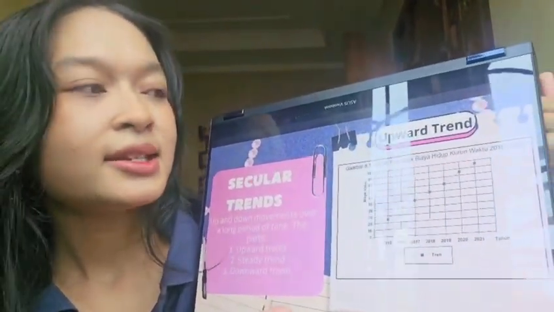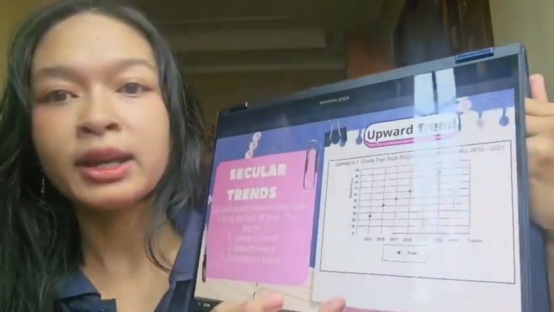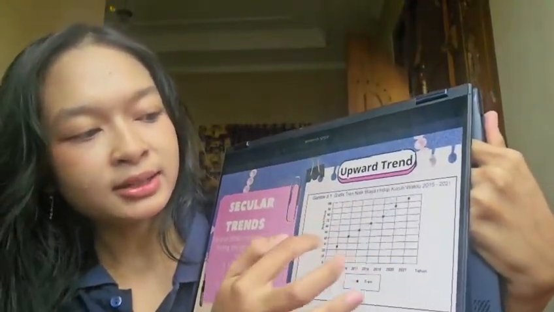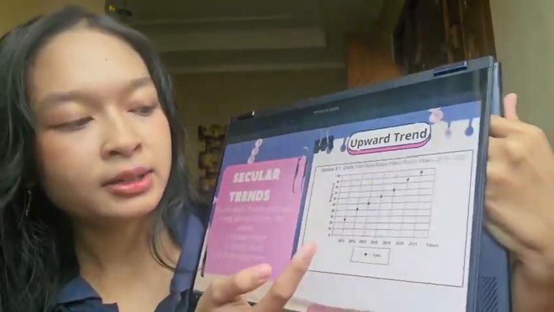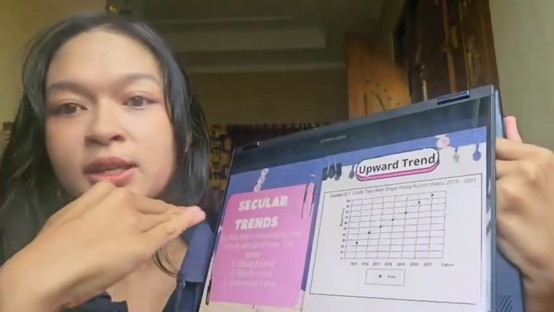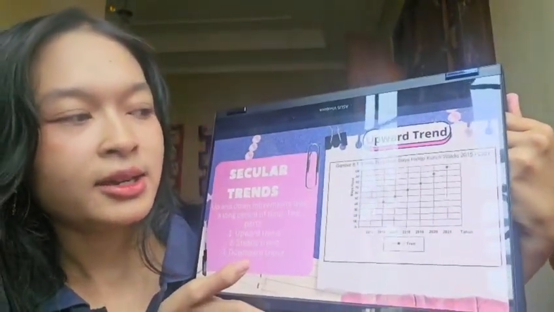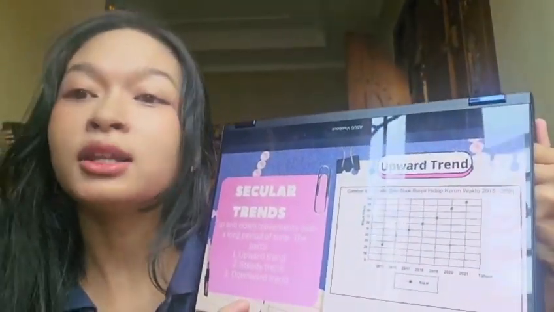Like you can see in this graphic, this is called an upward trend. Why do we call it an upward trend? Because the line and the points increase, so the graphic goes upward. The example is the cost of living. Every time the cost of living increases, not decreases, so the graphic will be upward.